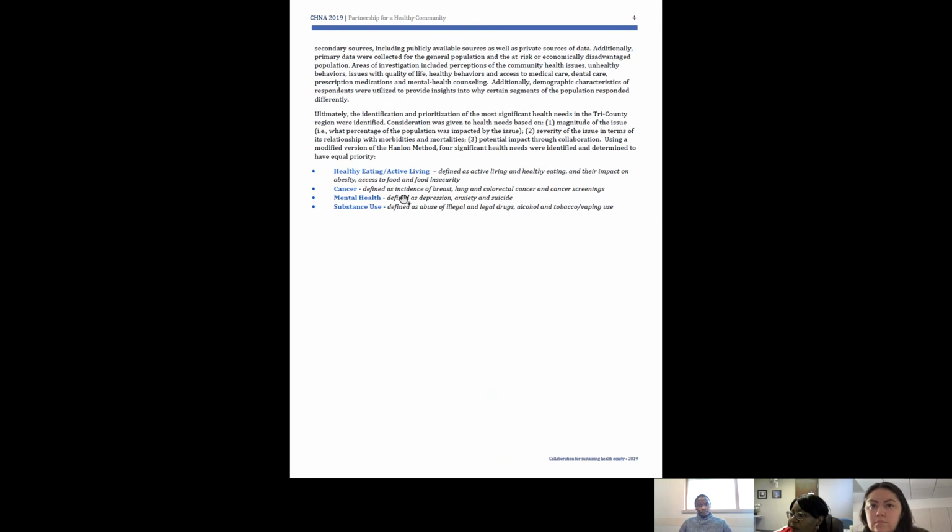So very high level, and we'll get into how we arrived at this, but the 4 health priorities are healthy eating and active living, defined as active living and healthy eating and the impact on obesity and access to food and food insecurity. Cancer, in this context, is defined as breast, lung, and colorectal cancer screenings. Mental health, defined as depression, anxiety, and the ultimate suicide. And then substance use, defined as abuse of illegal and legal drugs, alcohol, and tobacco and vaping use.